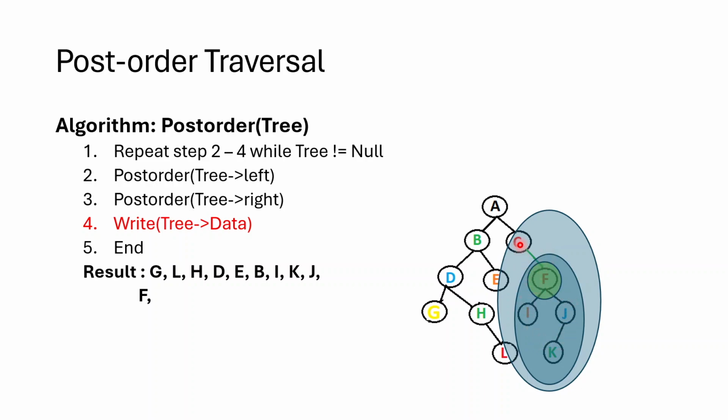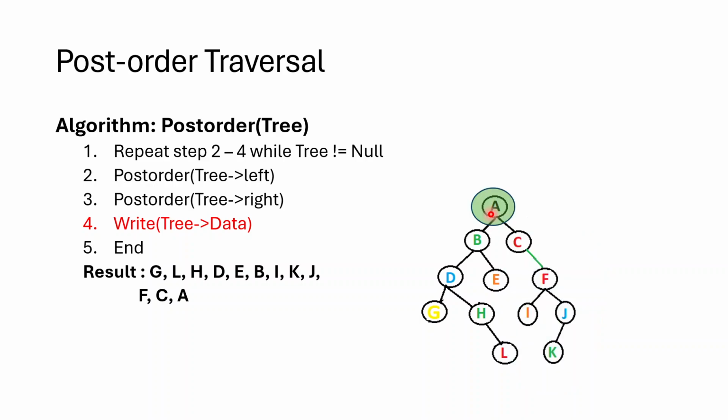So then for C, the right side is fully completed. Next is the root node, that is called C. Then the right side of A is fully completed. Next is the root node, that is called A. This is the post order traversal.